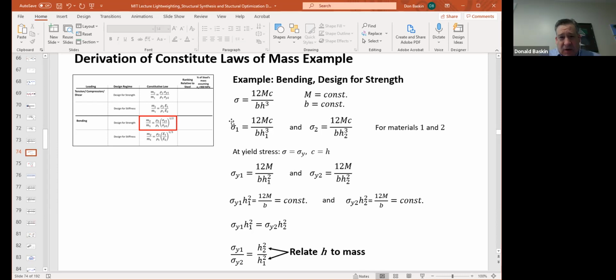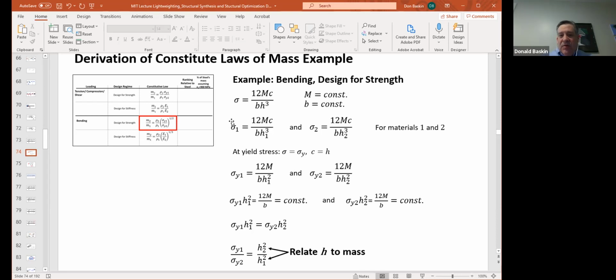We're going to take an example: the example of bending, the example of design for strength. The stress in a beam in bending is given by this equation here: 12 times the moment times the distance c from the neutral axis of bending, divided by the depth b, and then the height of the beam cubed.